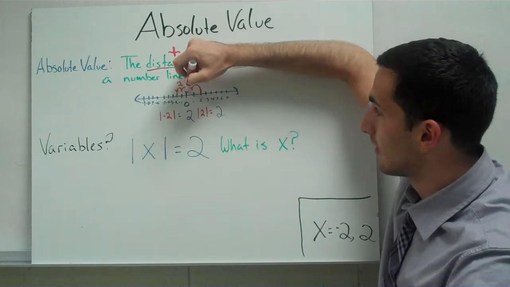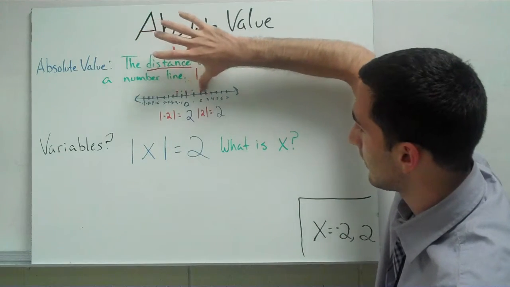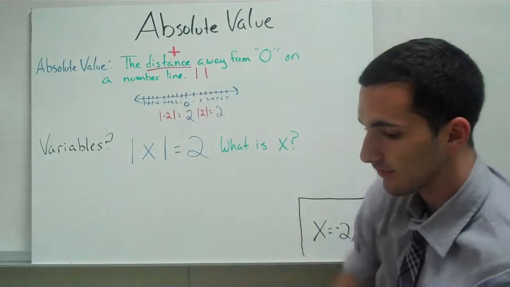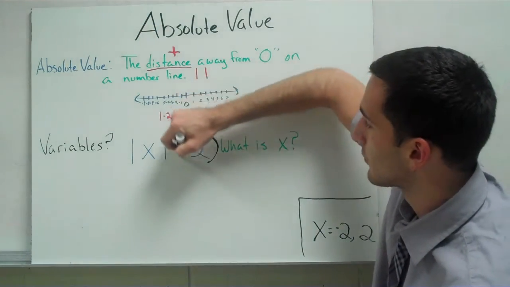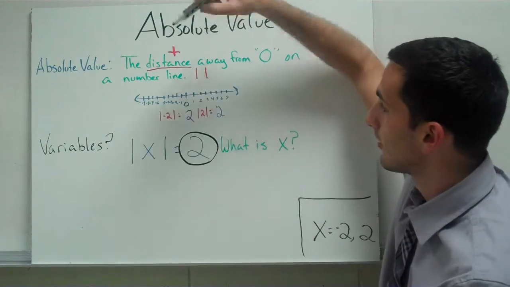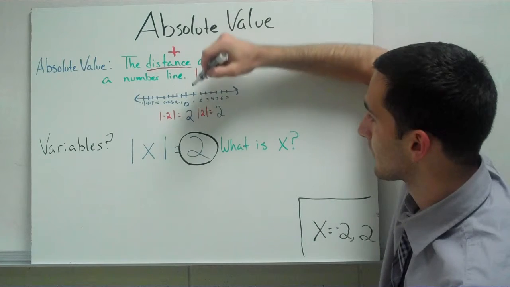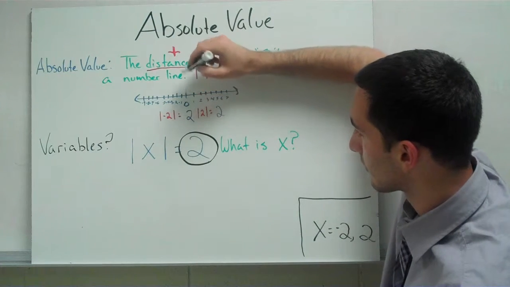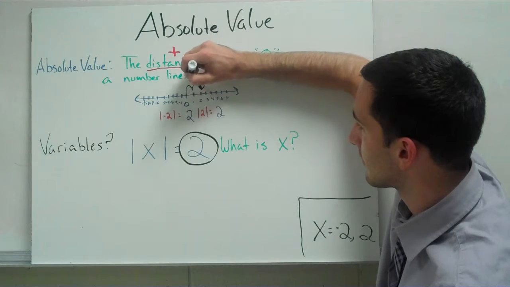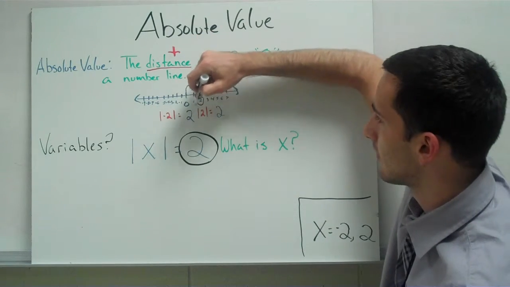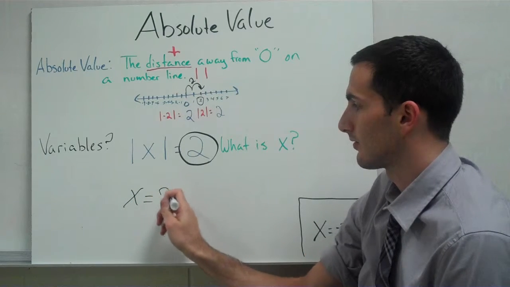So let's start at 0 again, and I'm going to erase what we have so we can do this again. Okay, so starting at 0, we want to find what is 2 spaces away from 0 on our number line, because that's what absolute value is, the distance from 0. So starting at 0, let's go 2 spaces to the right. 2 spaces to the right is right here. That's 2 spaces, and that is the number 2. So x could be 2.